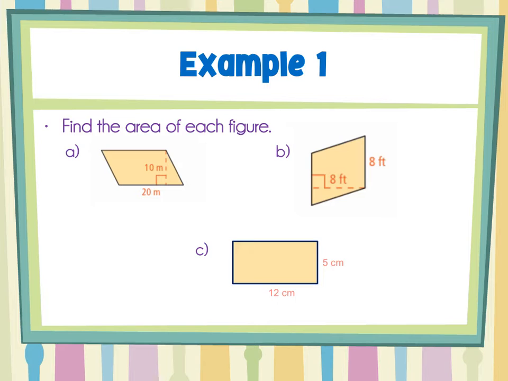Okay, here's example 1. Find the area of each figure. The first thing you're going to do is obviously identify what kind of figure it is. A is a parallelogram, and a parallelogram's area is base times height. So the base is 20, and the height is the one that's on the perpendicular segment. That's 10. So we just do area equals 20 times 10, which is 200.